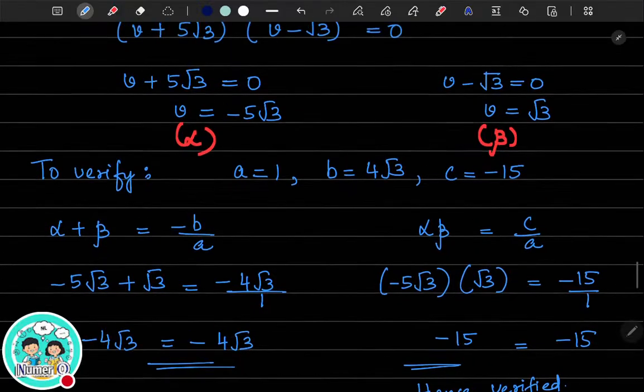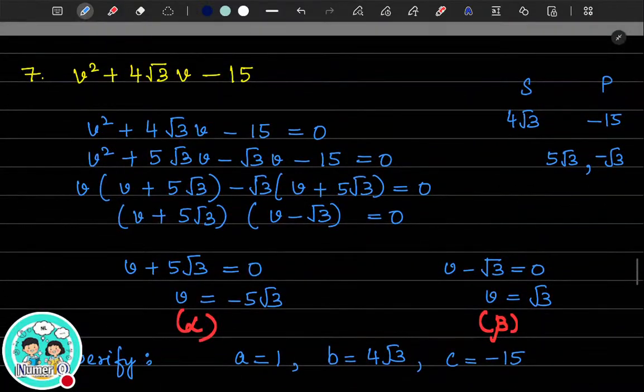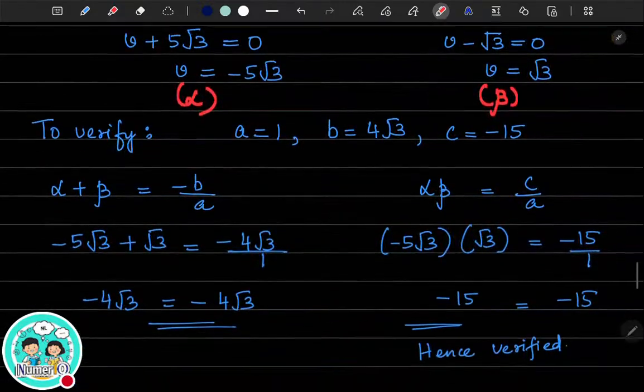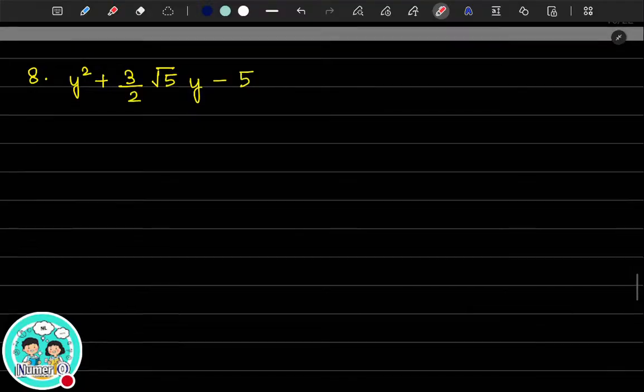Okay, so this is how you have to do it. And one of the most important parts when you're doing middle term splitting is identifying these values correctly. If you have identified these values correctly, you will be able to do everything else. Now let's move on to the 8th question.